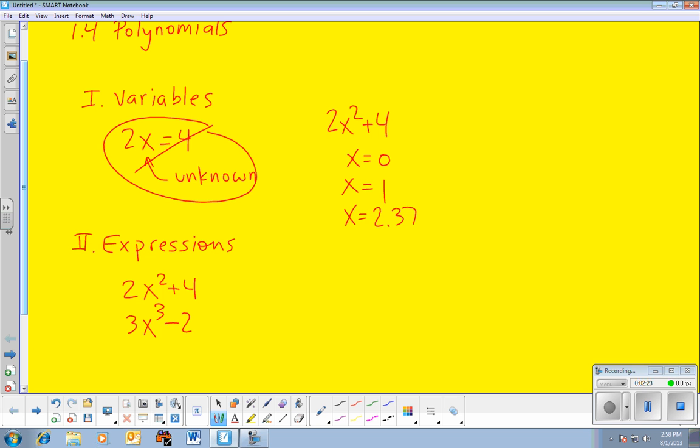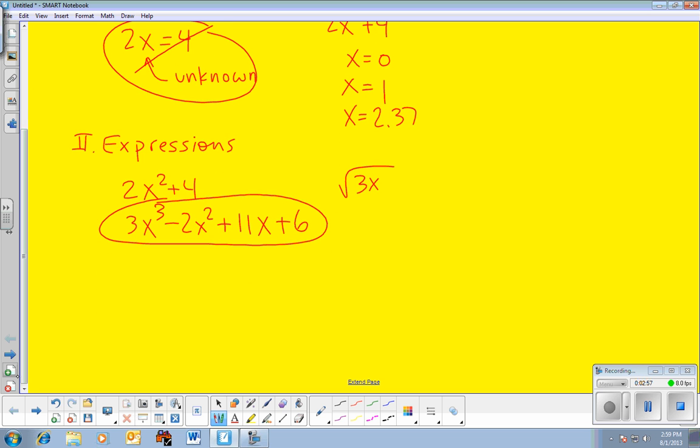3x cubed minus 2x squared plus 11x plus 6, that's an expression. The square root of 3x is an expression. There are lots of expressions. It's just once the equal sign gets into it, that's when it's an equation. You could say, hey, what's this? And the average person will say, that's an equation. If they see math, they think that's what we do in math. We do equations. But that's an expression, no equal sign. Okay, so this is just some background info.